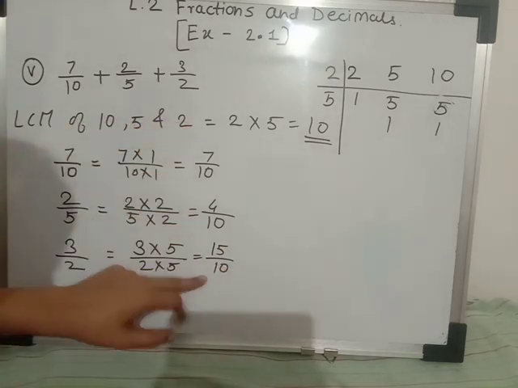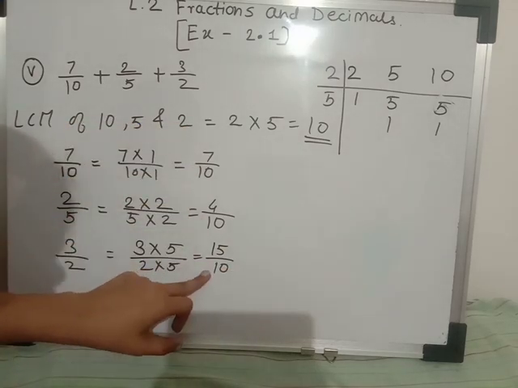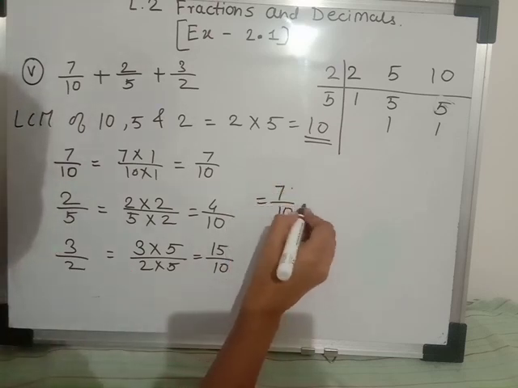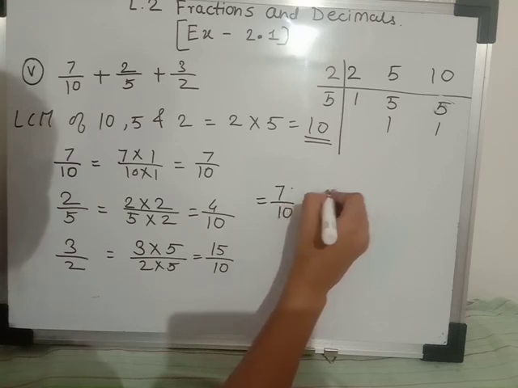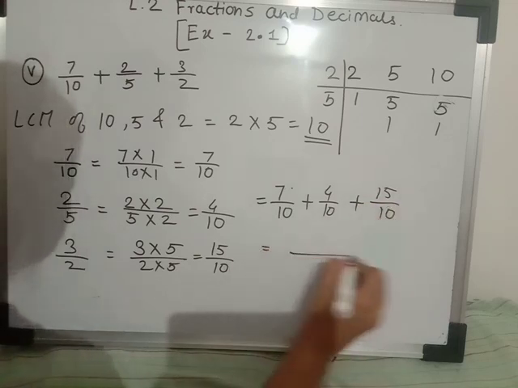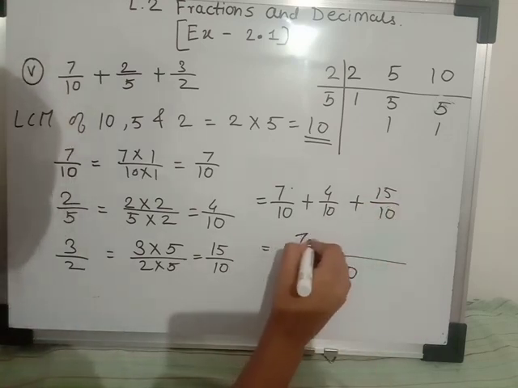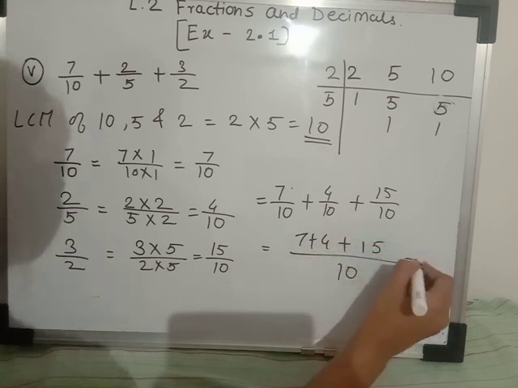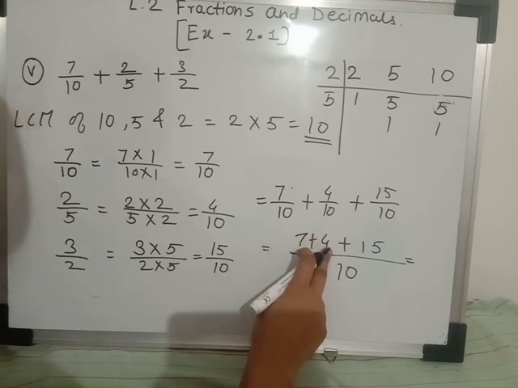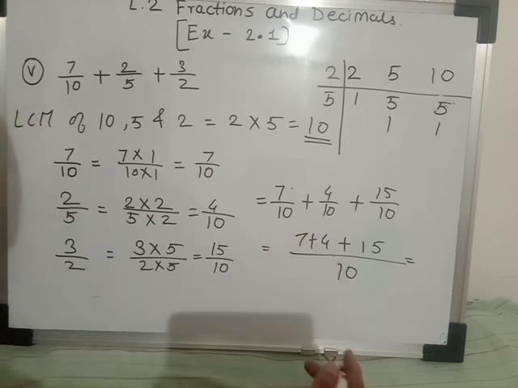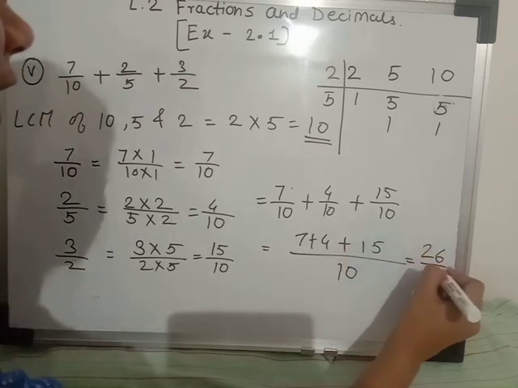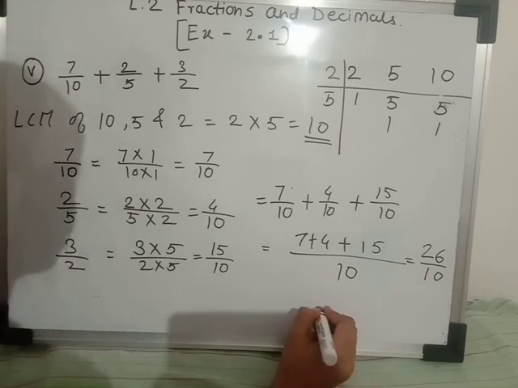So here we got the three fractions where their denominators are equal. So let's just add them. 7 by 10 plus 4 upon 10 plus 15 upon 10. Okay, so take common 10 as it is. 7 plus 4 plus 15. So here we got the answer, that is 7 plus 4 is equal to 11, and 11 plus 15 is equal to 27 upon 10. Okay, so here we got the answer.